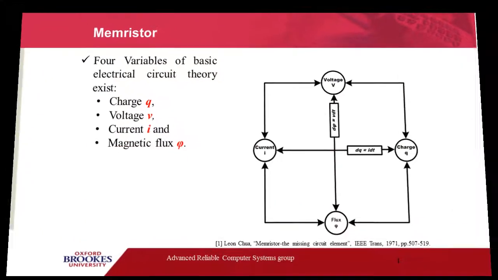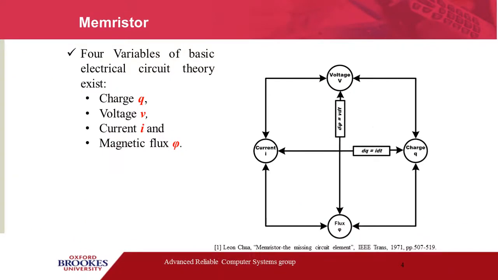Now to the Memristor device itself. Memristor is a two-terminal passive element. It was first discovered by Leon Chua in 1971 based on symmetrical arrangement of the four variables of electrical circuit. And the variables are charge, voltage, current, and magnetic flux.